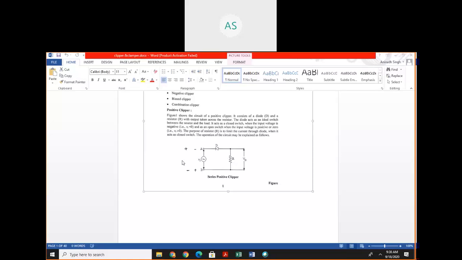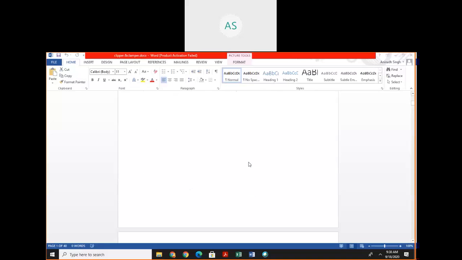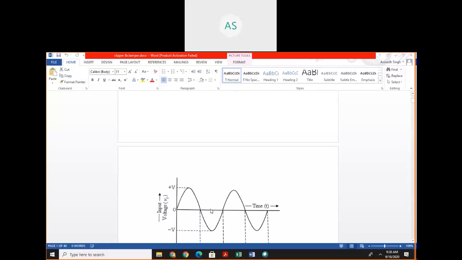This means for the positive half cycle we get 0 volt, and for the negative half cycle the negative terminal is connected to the cathode and the positive terminal is connected to the anode. It means that this diode is forward biased and current is flowing in this circuit, and we get an output which is the same as the input. So we get a graph like this.